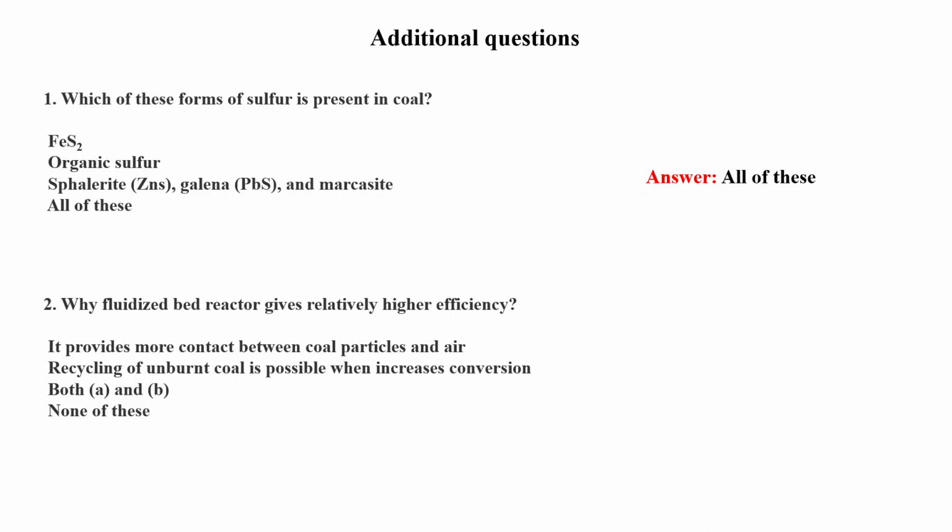Why does a fluidized bed reactor give relatively higher efficiency? The answer is both A and B, since it provides more contact between coal particles and air, and recycling of unburned coal is possible, that is, regeneration is possible. If some amount of coal is not yet burnt in the reactor, it goes into the regenerator, and after recycling it comes back into the reactor again for further combustion. So it gives better efficiency compared to other reactors.